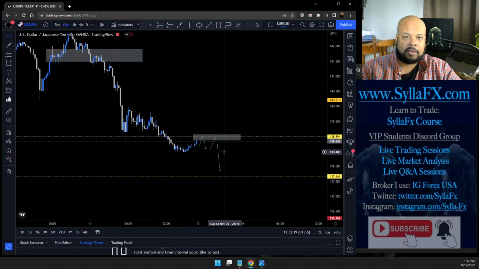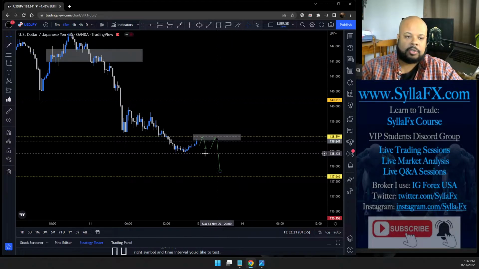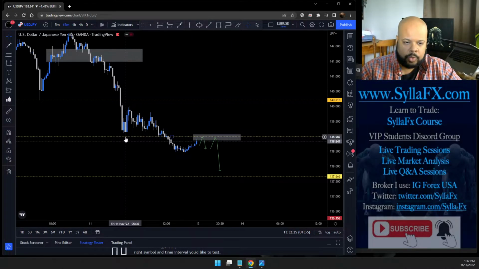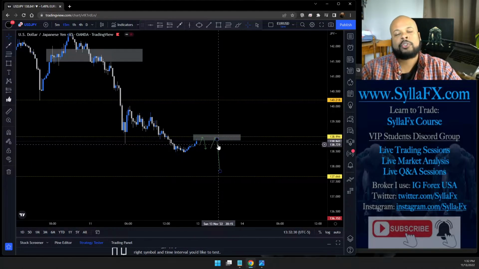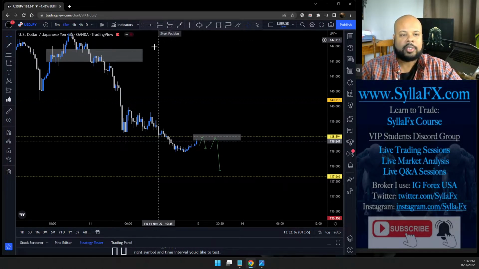I want to wait for that confirmation that it wants to reject that level and continue moving down. So the rejections that I'm talking about are basically wicks like this. Price closes with a nice wick, rejecting that level, showing that it wants to move back down. If we get something like that, this will be a good high quality sell position that is continuing with the trend.